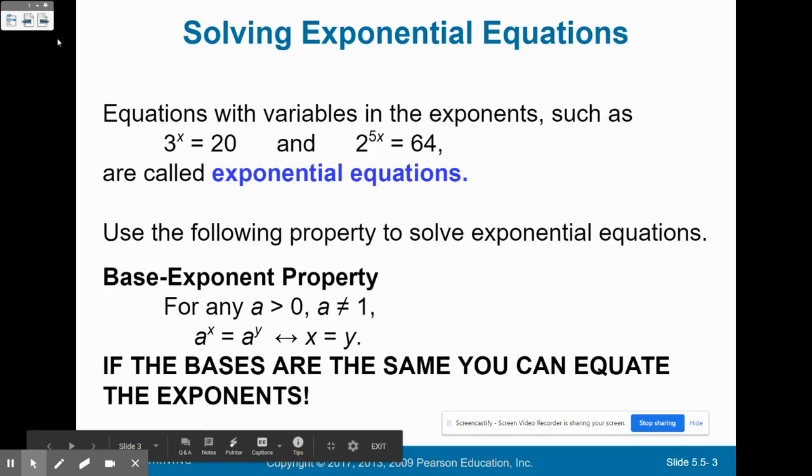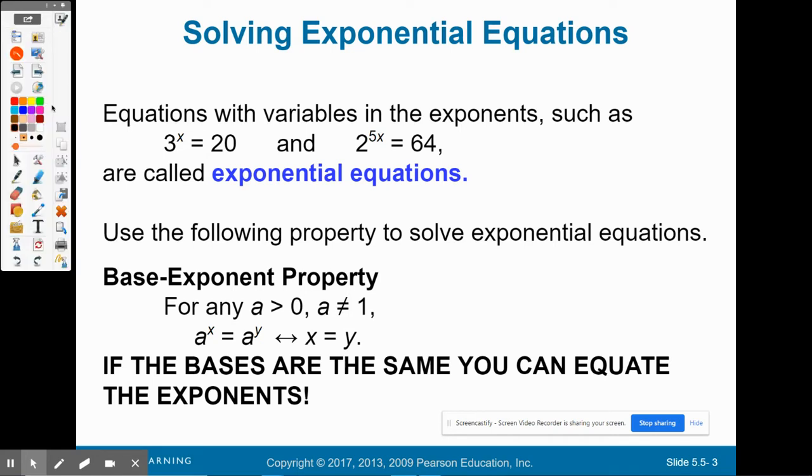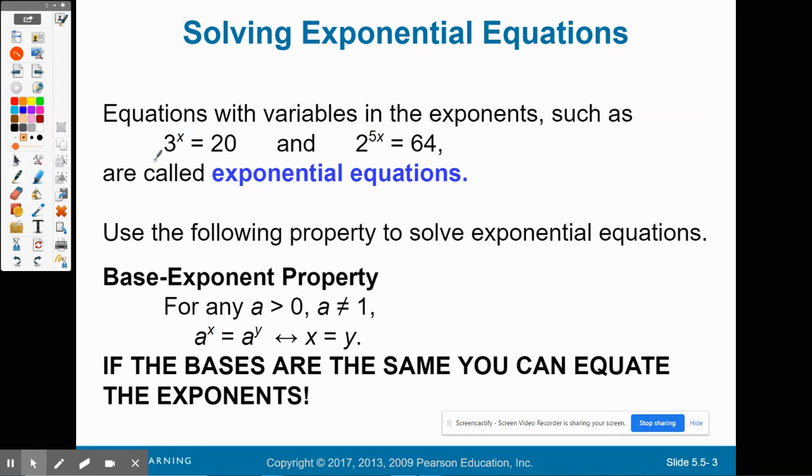So when you have exponential equations, we are trying to figure out what the exponent will equal to make something true. So if the variable is in the exponent spot like this, 3 to the x equals 20, that's called an exponential equation. We're trying to figure out what x is. Or 2 to the 5x equals 64. We're going to try to figure out what the x is.